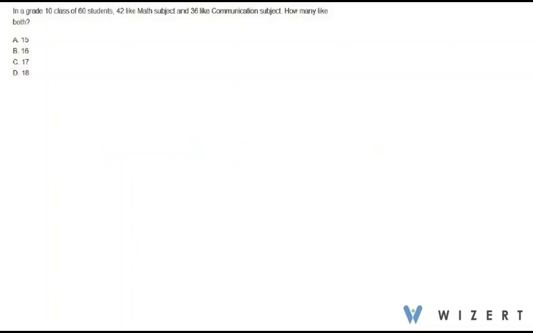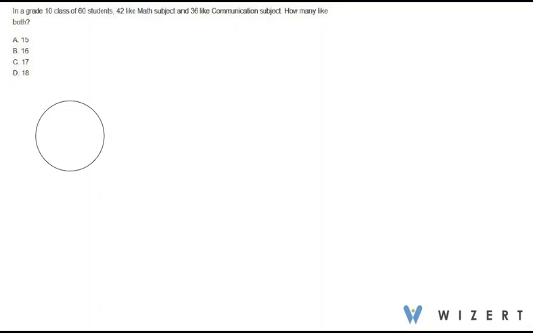We have this question here. In a grade 10 class of 60 students, 42 like math subject and 36 like communication subject. How many like both? Now in order to solve this question, let's try to put this given information in a Venn diagram.